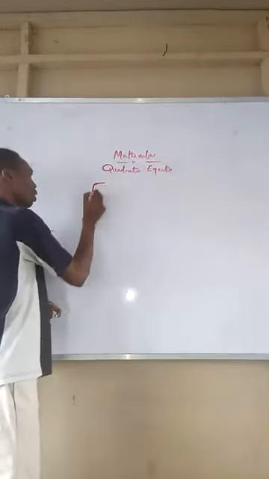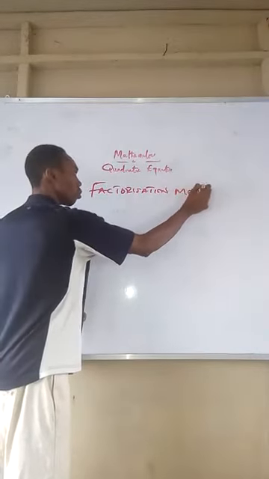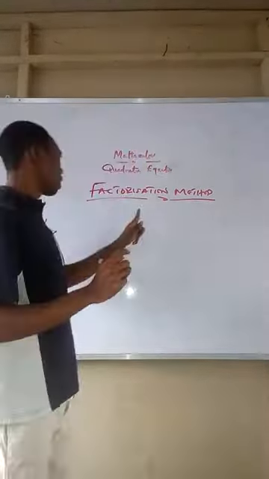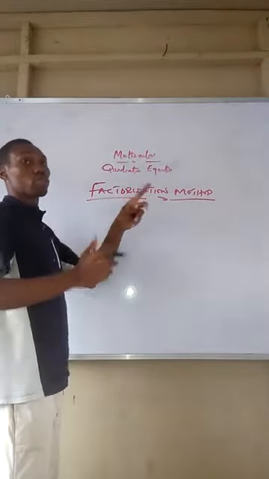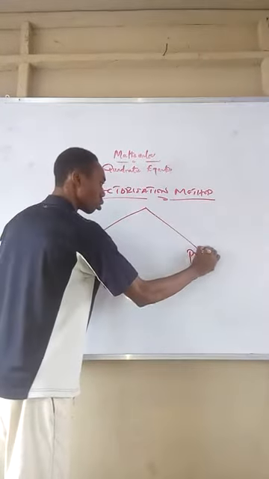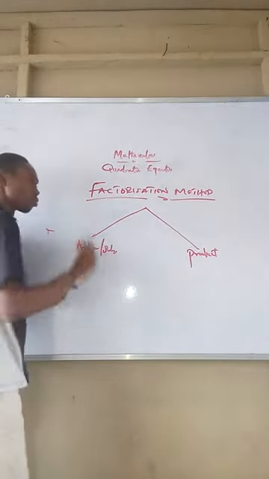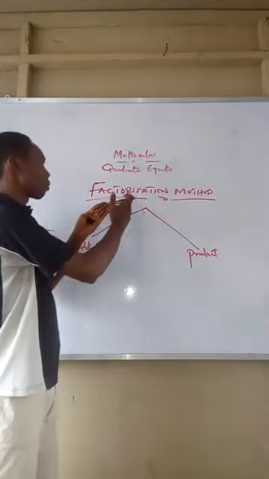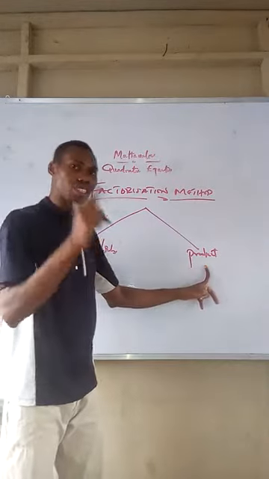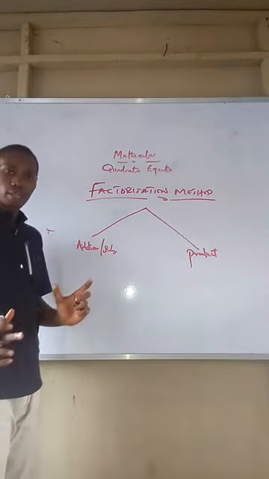We have factorization method. You want to factorize. Factorizing an equation, a quadratic equation or quadratic expression, remember you have two things to keep in mind. One is the product, one is what? Addition or subtraction. If you are given an expression and you have to factorize, you must make sure you are looking for the product of that equation, which is the constant, and addition or subtraction, which is what? The coefficient of the x there.